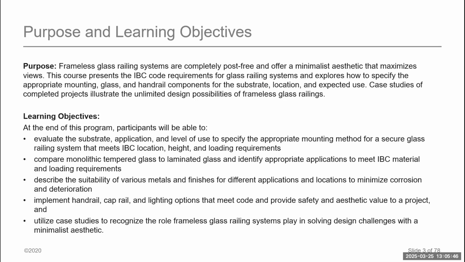We will also go into the different types of glass that are needed to incorporate into a frameless glass guardrail or balustrade. We will also cover the different types of materials and their advantages, as well as some of the accessory components that go along with them, including handrails, cap rails, and LED lighting. And lastly, we will end the presentation covering some case studies to show you some of the guardrails in action in previous projects that have been completed.